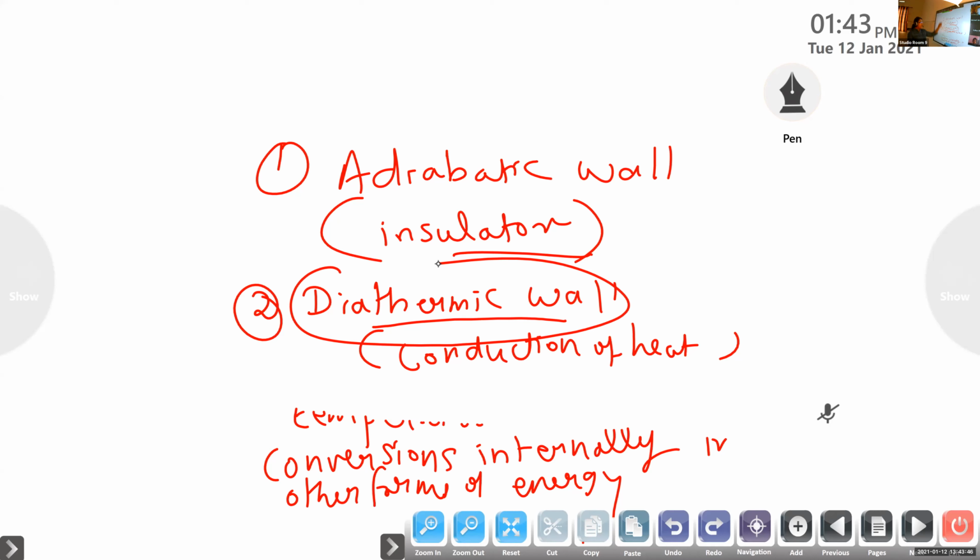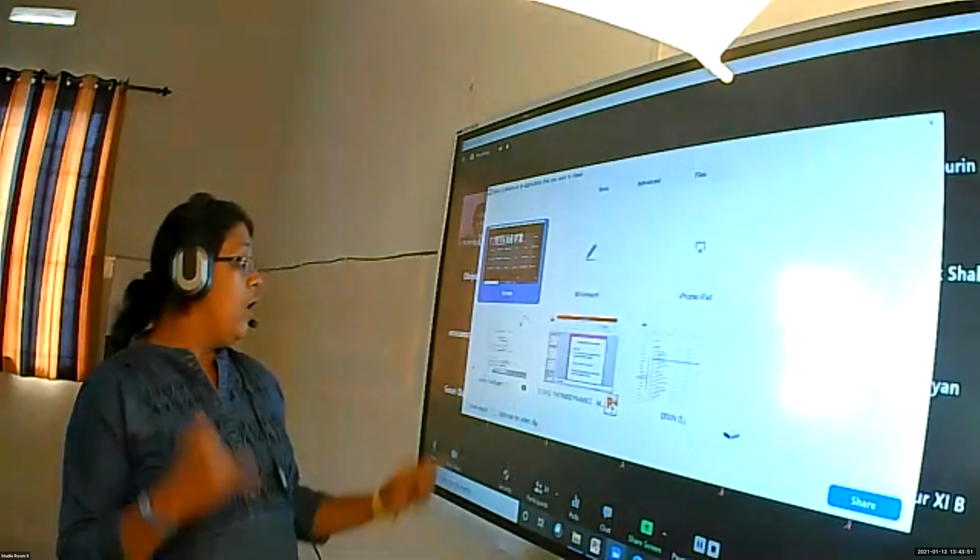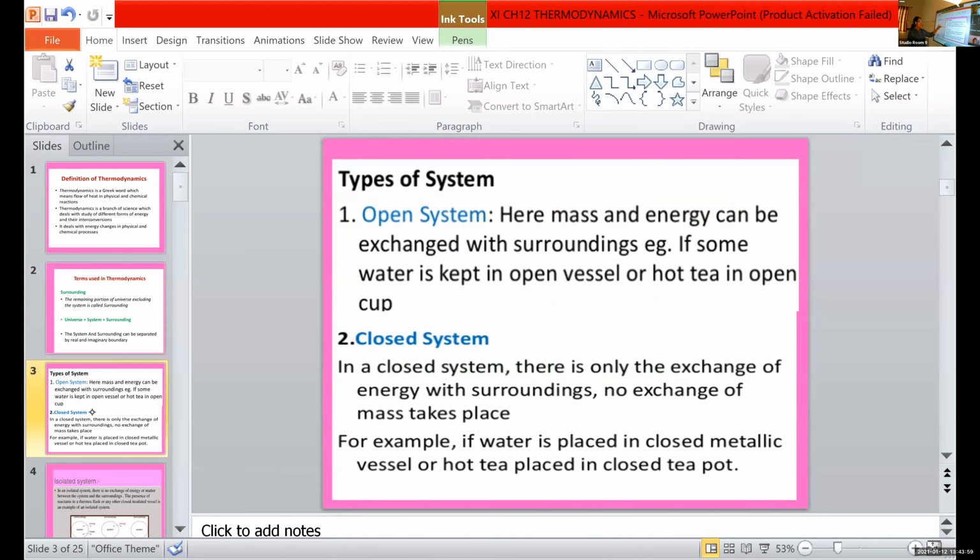Now we are moving on to the types of systems. On the basis of this effect of heat, we can also define particular systems. So, types of systems dealing with heat energy. The first system is known as an open system.